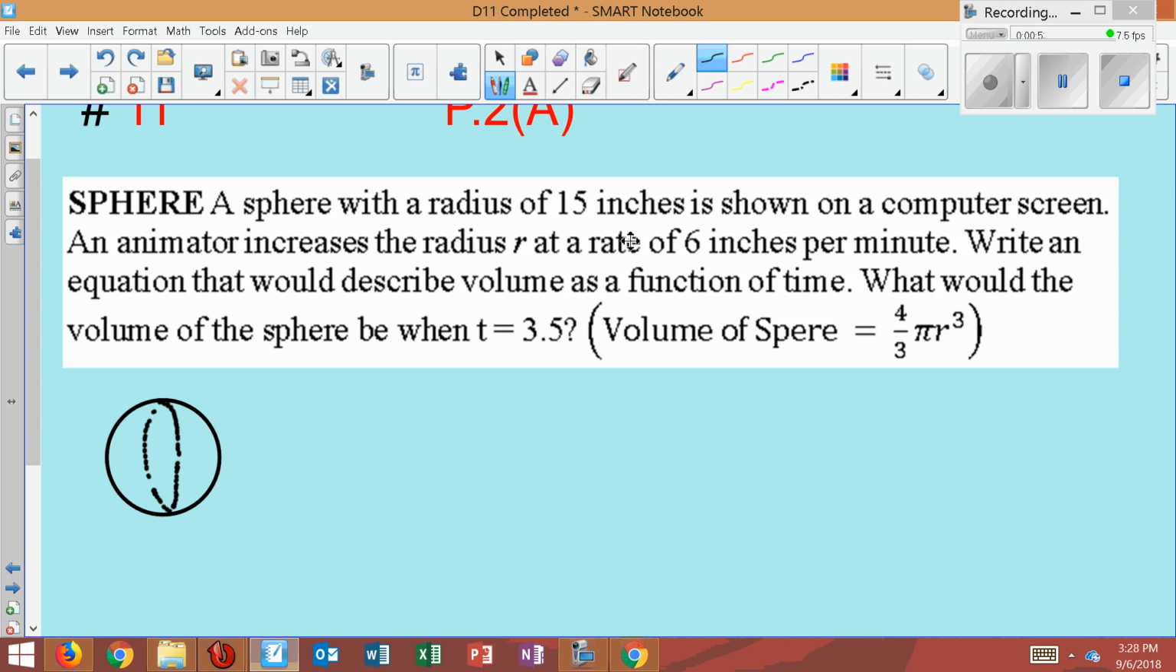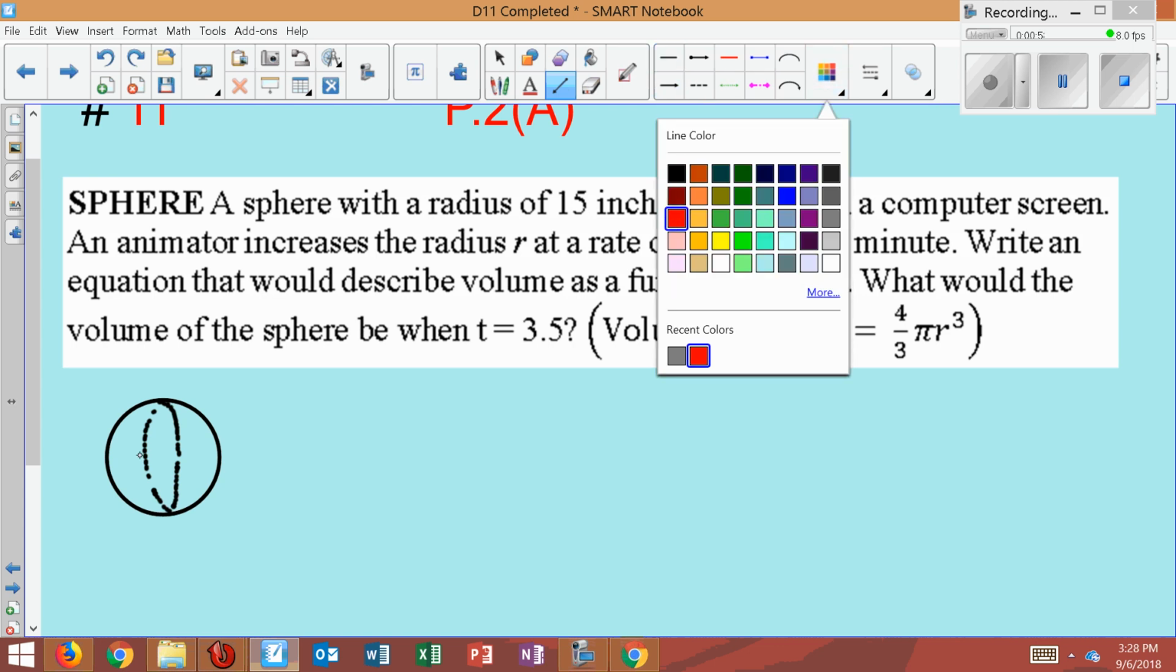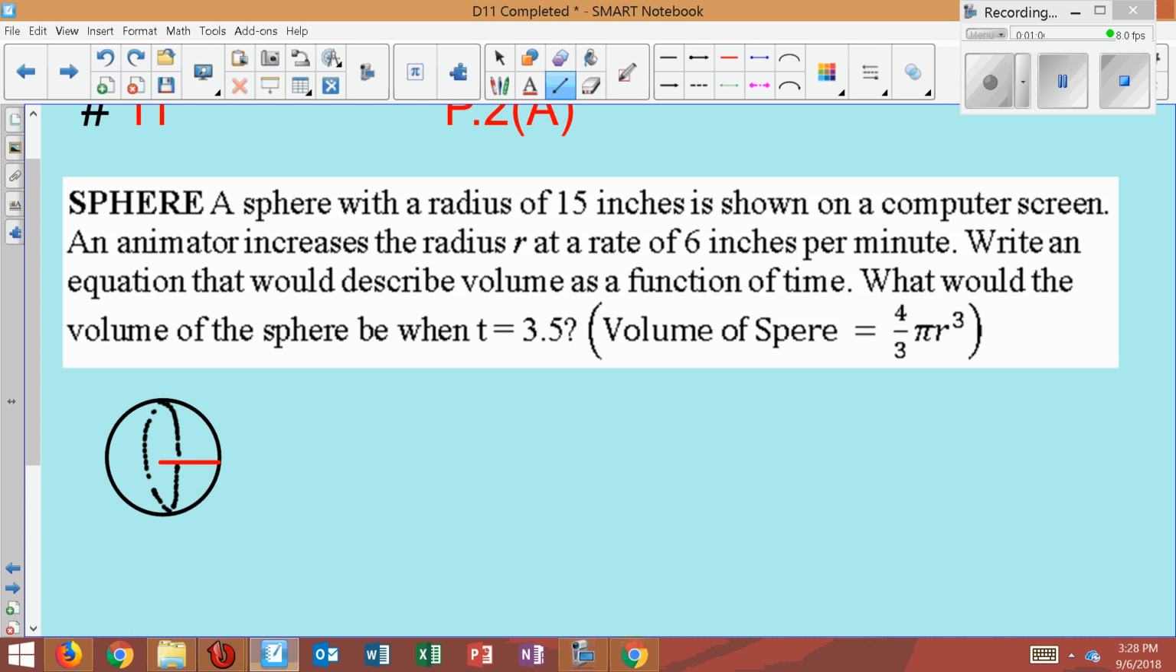Now it has a radius of 15 inches, so let's think about a radius for a second. Radius is half the length of a circle, which means from here to any side is 15 inches. That's 15 there.